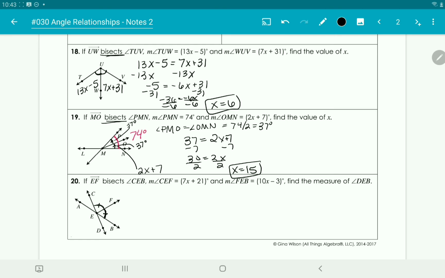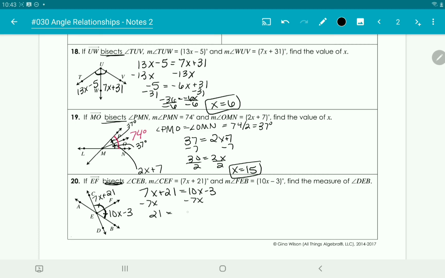Okay? So CEF, so this one right here, is 7x plus 21. And then FEB, so this one over here, is 10x minus 3. Since we've got these tick marks and it's got the word bisect, they're the same, they're equal. So 7x plus 21 is equal to this one, 10x minus 3, because they have the same number of tick marks. So if we subtract 7x to the other side, we can solve for x.